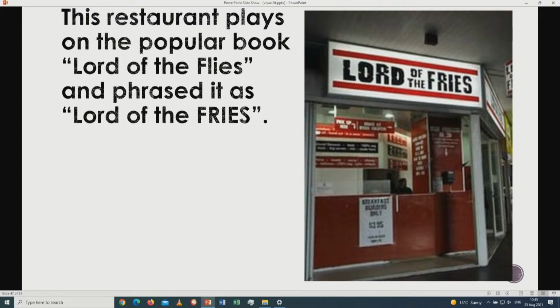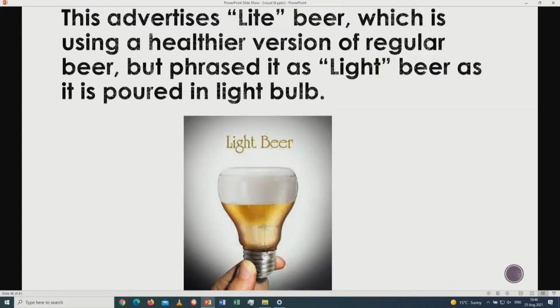This restaurant plays on the popular book Lord of the Flies. So the pun is in how they phrase it as Lord of the Flies. It is a pun. Then we also have another pun example. This advertises light beer, which is a healthier version of regular beer, but they phrase it as light beer as it is poured in a light bubble. So it's an example of a pun.